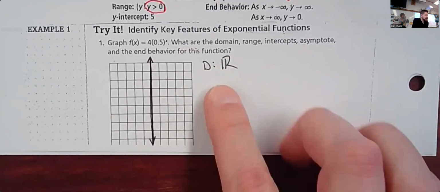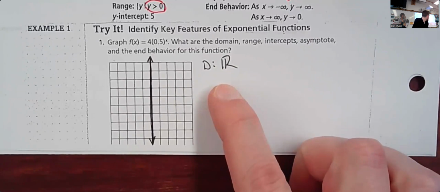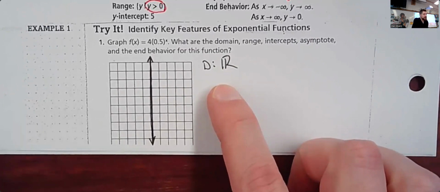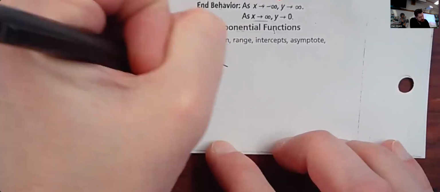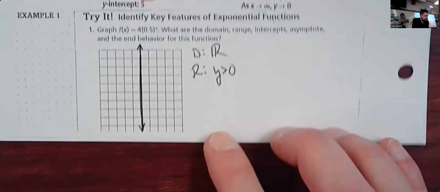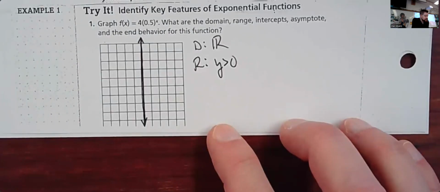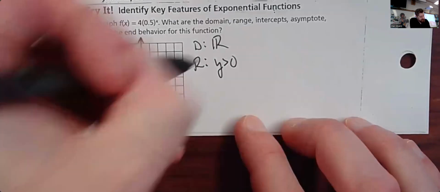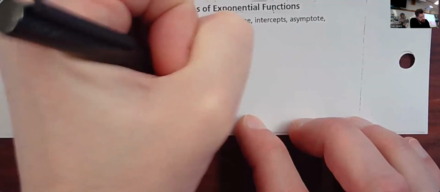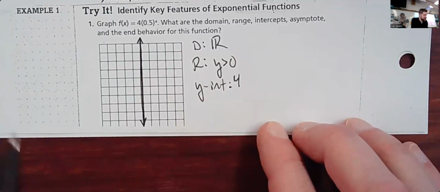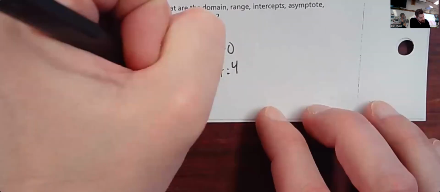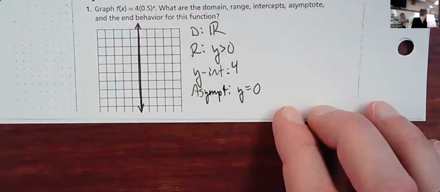The range, I'm going to hold off on that for a second. It is y is greater than 0, just like the last ones, but we'll learn why that is in just a minute. So, all right, let's put that in there. Range: y is greater than 0. What's the y-intercept? Yeah, the y-intercept is 4. And because the range is y is greater than 0, that means we have an asymptote at y equals 0, or if you want to say the x-axis, that's fine.